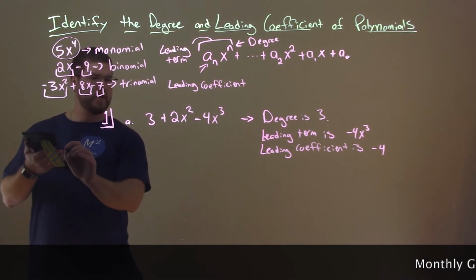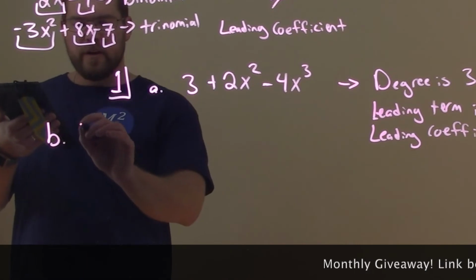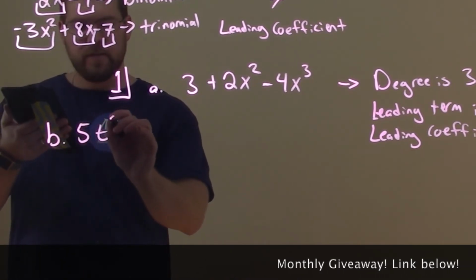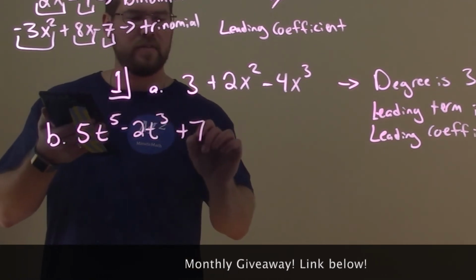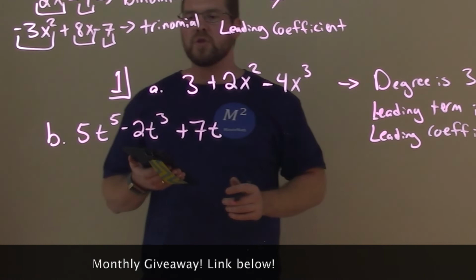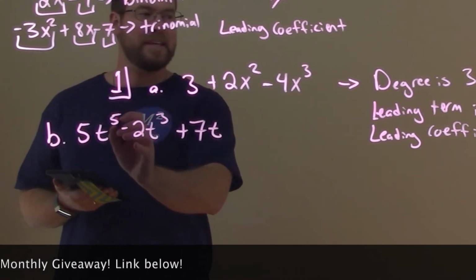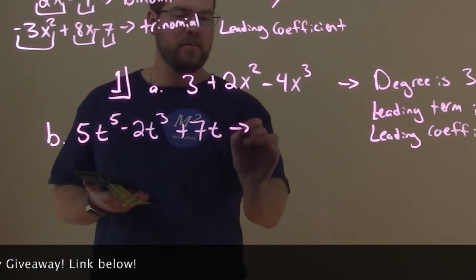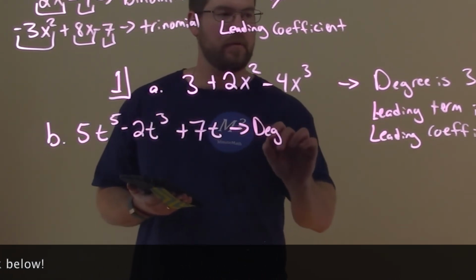So let's go to B right here. Hopefully I have some room. And we have 5t to the 5th power minus 2t to the 3rd plus 7t. Okay? So what's our degree? Well, the highest degree I see is a 5, right? So 5 is the highest power that I see, so the degree is 5.